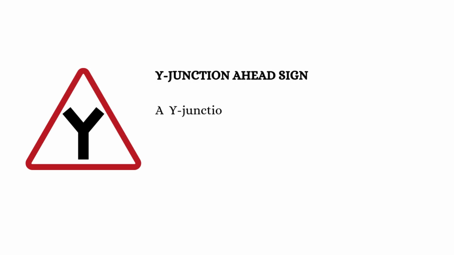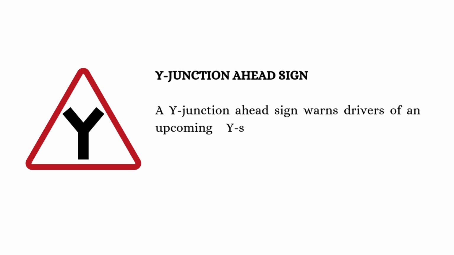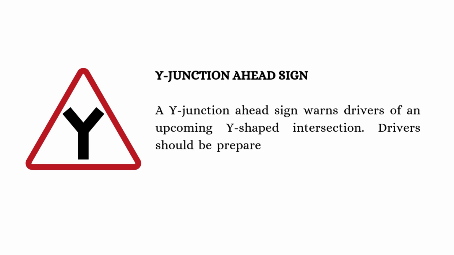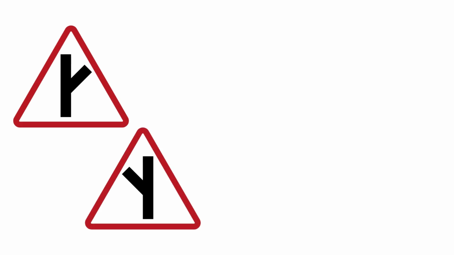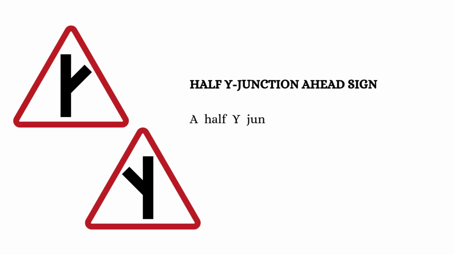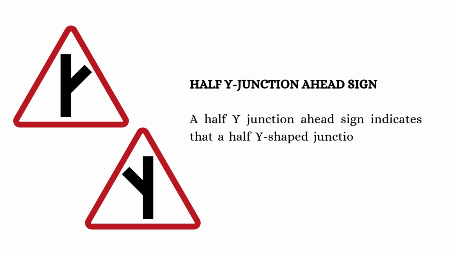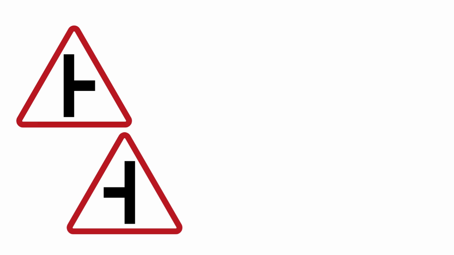Y-junction ahead sign. A Y-junction ahead sign warns drivers of an upcoming Y-shaped intersection. Drivers should be prepared to yield to other vehicles and to react to changes in traffic. Half Y-junction ahead sign. A half Y-junction ahead sign indicates that a half Y-shaped junction is coming up on the road. Side road junction ahead.